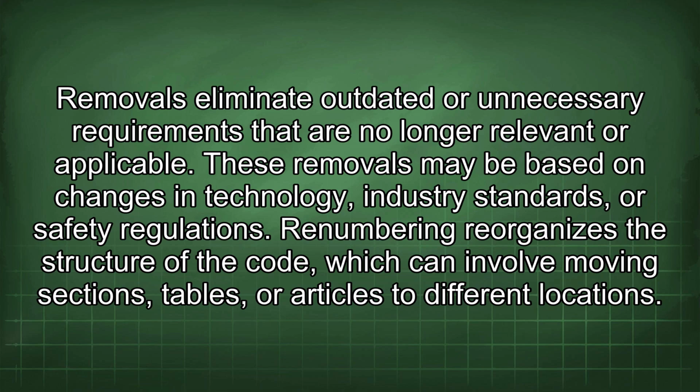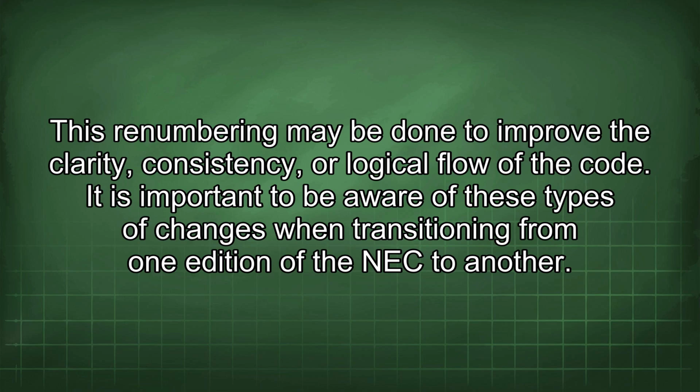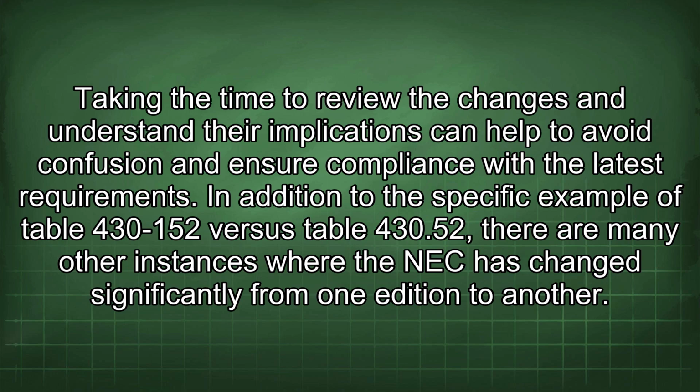These removals may be based on changes in technology, industry standards, or safety regulations. Renumbering reorganizes the structure of the code, which can involve moving sections, tables, or articles to different locations. This renumbering may be done to improve the clarity, consistency, or logical flow of the code. It is important to be aware of these types of changes when transitioning from one edition of the NEC to another. Taking the time to review the changes and understand their implications can help to avoid confusion and ensure compliance with the latest requirements.